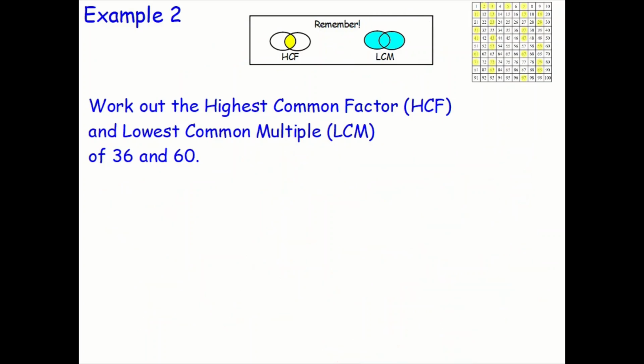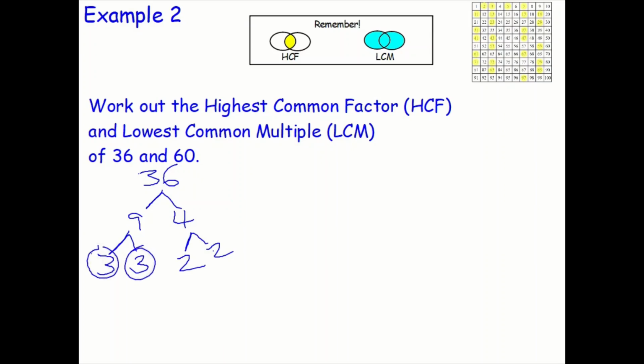Okay, example number 2. Work out the highest common factor and lowest common multiple of 36 and 60. So again, quick breakdown. 36 is 9 times 4. Neither of those are prime. Let's keep going. 2 times 2 and 3 times 3. So 2 squared times 3 squared. 60 is 5 times 12. 5 is prime, 12 is not.